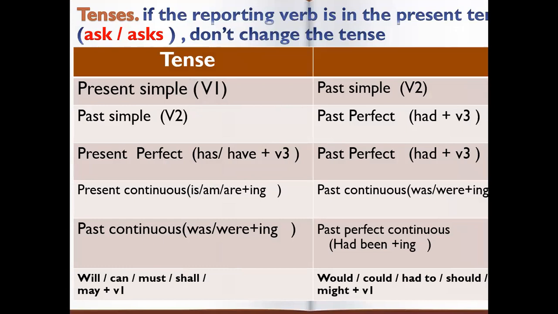How do we change the tense if the reporting verb is in the past form? If you have verb 1 in your question, to report this question, change verb 1 into verb 2. Don't forget to omit do or does. إذا كان عندك do does كأفعال مساعدة تحذف.